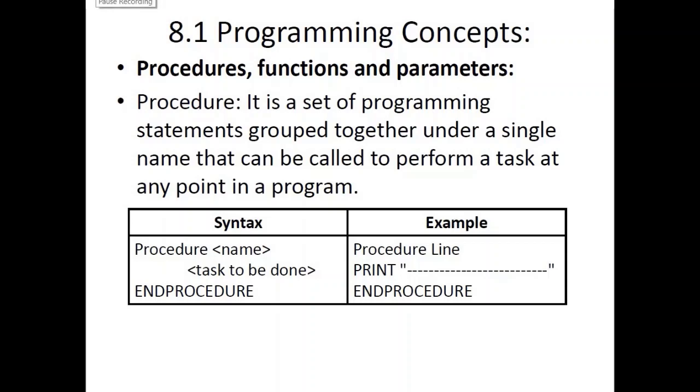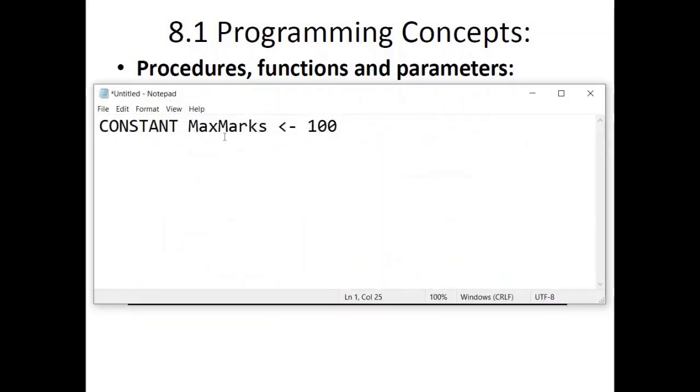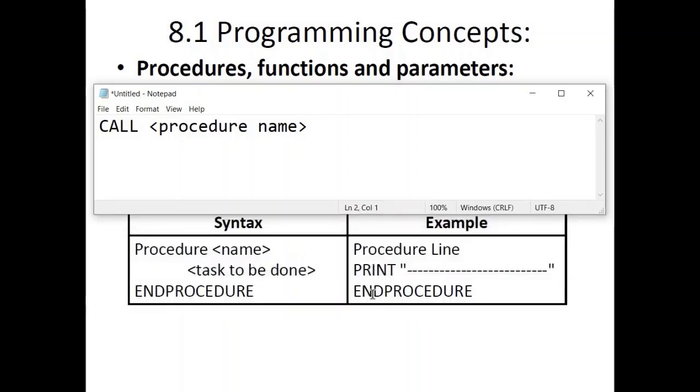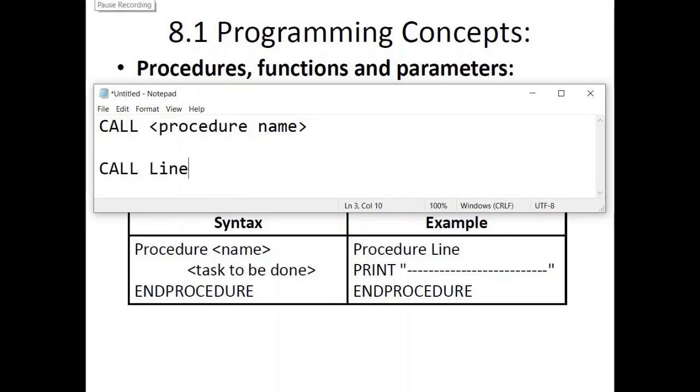Now whenever you need to call the procedure, you simply write the keyword CALL, like this, and you write the name of that procedure. For example, if we are talking about this procedure line, then we simply write CALL line, and wherever you write this, at that point when the program is run, a line like this would be printed.